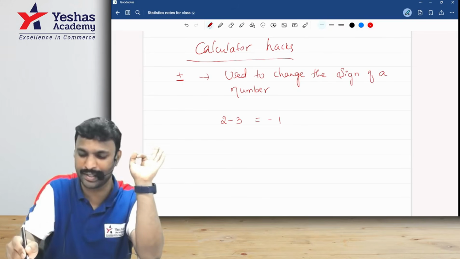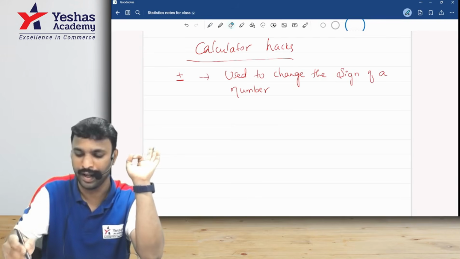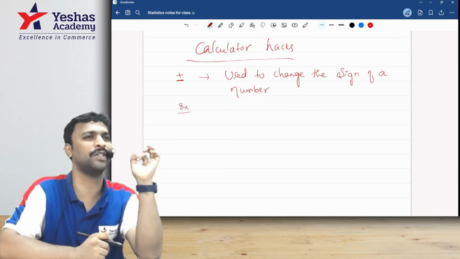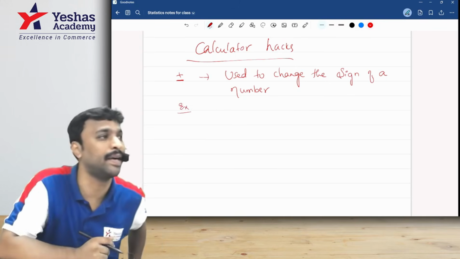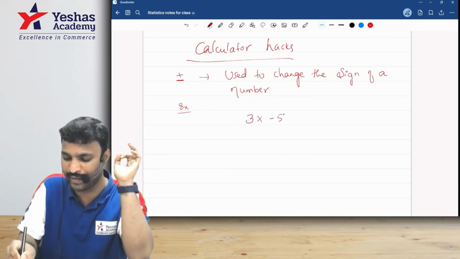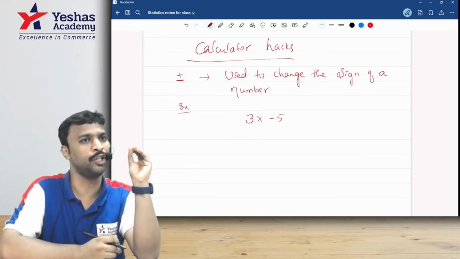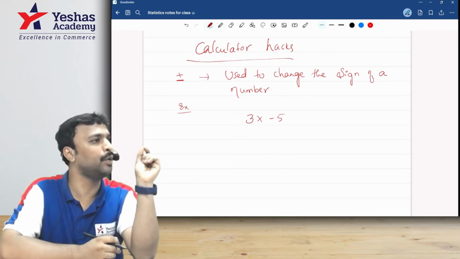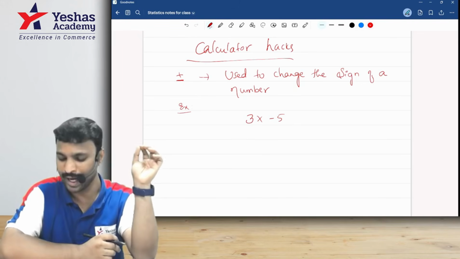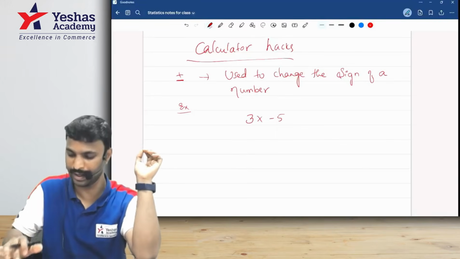Now let me tell you the significance of this button, when you will be using this. I'll give you an example. When to use particularly this plus or minus button. Alright, everybody please listen to me. When you have to do 3 into minus 5 in your calculator, everybody can score it. 3 into minus 5, if you want to do it in your calculator, you can't be doing 3 into minus 5. If you do that, your calculator forgets the sign that you have.